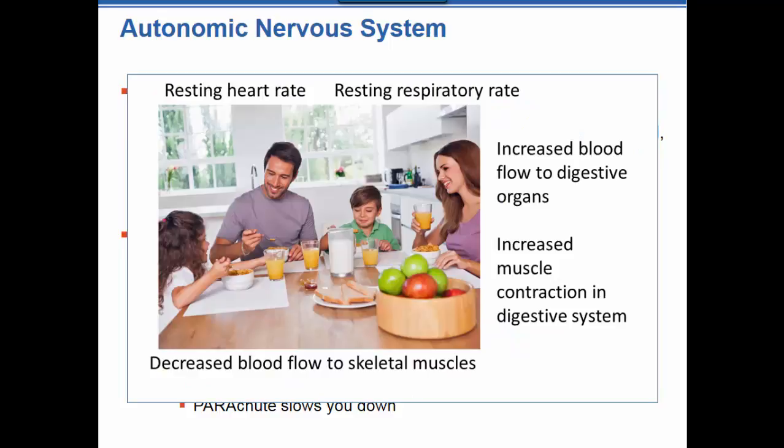So in this picture here, you can see what hopefully looks like something that's not emergency mode, right? So all of these people have their parasympathetic division regulating their involuntary body activities right now. They have a resting heart rate, a resting respiratory rate, decreased blood flow to the skeletal muscles because they're not running away from a black bear, right? Increased blood flow to their digestive organs, right? You can see they're eating their meal, so they're going to need to start digesting that, which also will mean that the parasympathetic division will send increased muscle contractions to their digestive system.